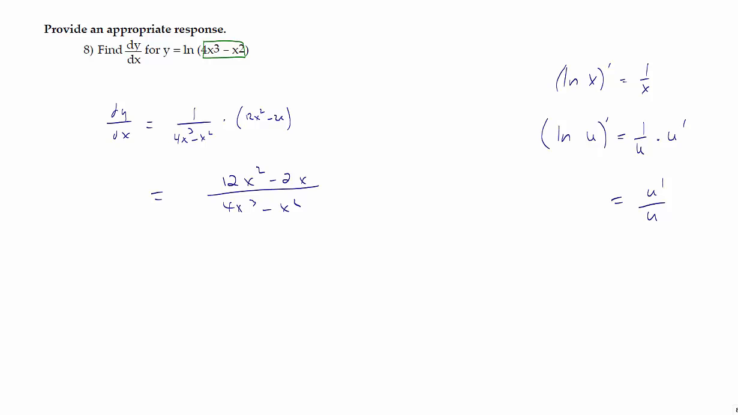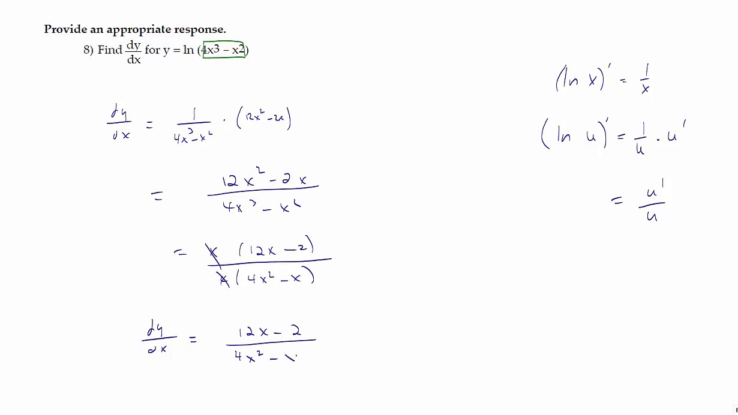This one happens to have an extra step. If you notice, there's an x I could factor out of the numerator, and an x I could factor out of the denominator. So I need to factor those out and cancel them. Taking the x out in the denominator, we get 4x squared minus x. So now I can cancel these x's, and my final answer, a reduced fraction, will be 12x minus 2 all over 4x squared minus x. And we used our general logarithm rule.